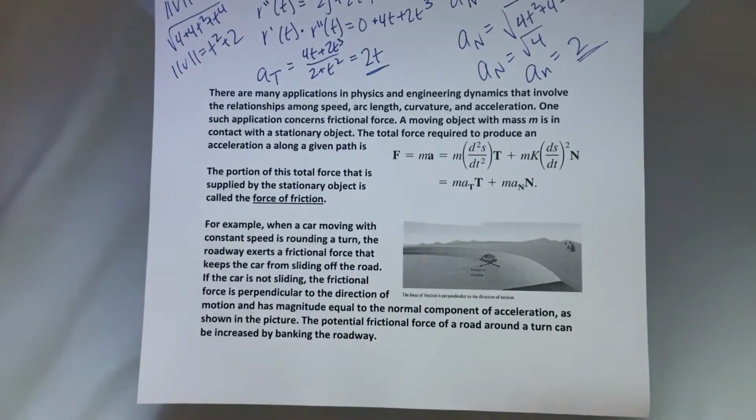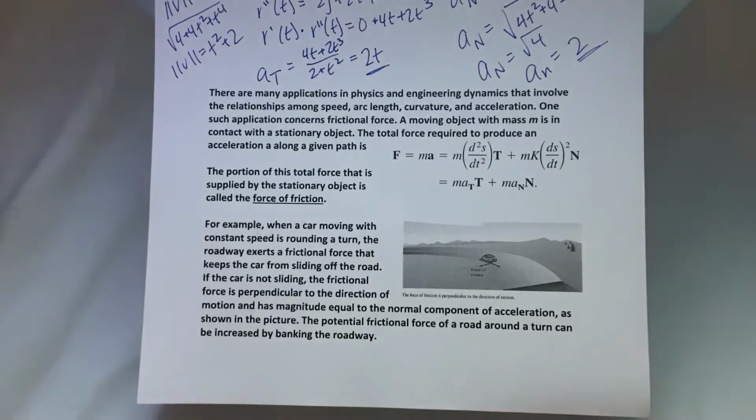So plus mass times curvature times (ds/dt) squared times the normal component of the acceleration. So in short, we know that this is mass times the tangential component of acceleration times the vector T plus mass times the normal component of acceleration times the vector N. Just a normal vector to the function.